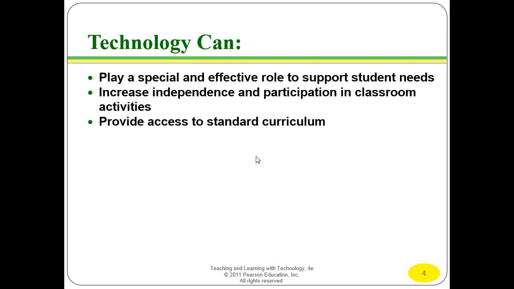Technology can provide access to a standard curriculum. Many of our, or I should say, at least much of our content can be put on the web for students to be able to access 24/7, and use that core curriculum to build students' knowledge and skills. And then for those students that want more, we can give them more.